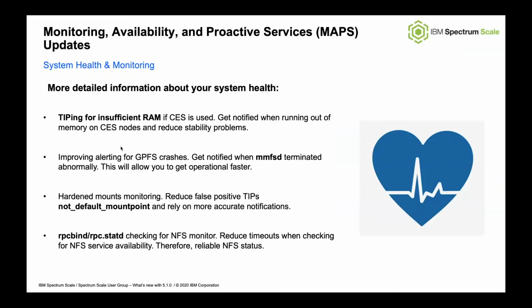Monitoring and system health in 5.1.0 also enhance the accuracy of the notifications for particular use cases. For example, sometimes mounts created by AutoFS or bind mounts are not at the default mount point declared in the file system metadata. This will trigger a false positive, which will degrade the status of your cluster. Now in Spectrum Scale 5.1.0, we are introducing mechanisms to verify that the mount points are actually okay, and we are reducing the number of false positives. So this means more reliable alerting in the mount services.